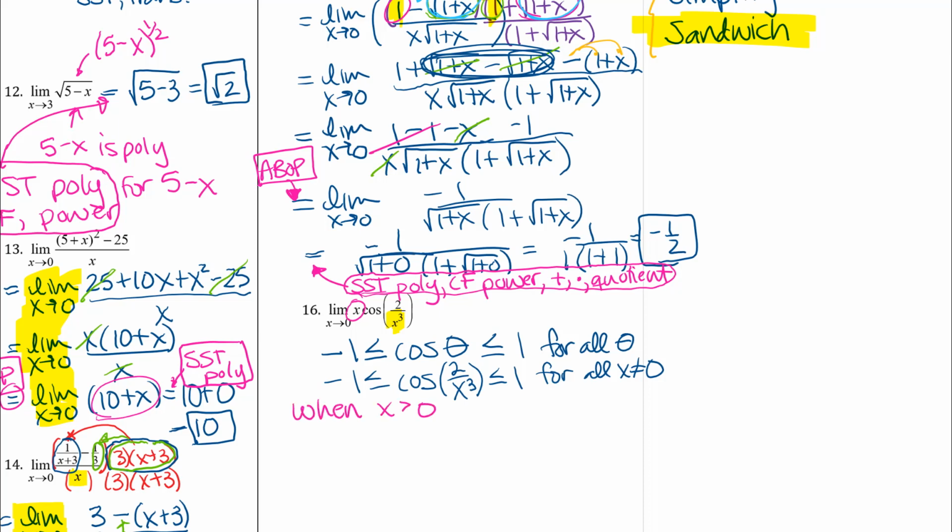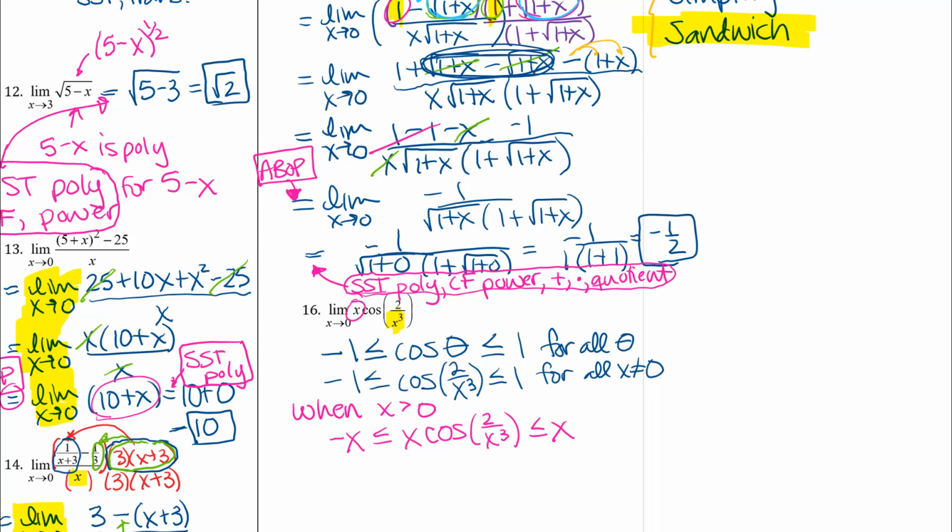When x is bigger than 0, I'm multiplying through by a positive value of x, and so when I multiply through that inequality by a positive value of x, I'll have negative x is less than or equal to x cosine of 2 over x cubed is less than or equal to x. So I just took the previous inequality that I had written and I multiplied through by x, and the inequalities stay facing the same direction. So I have the function I was working on and it's sandwiched between negative x and x.